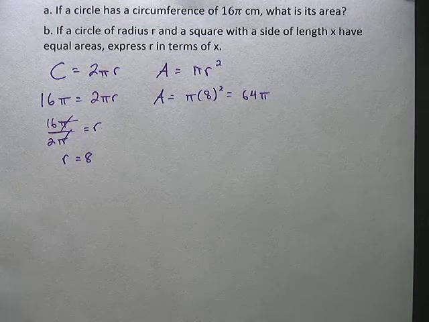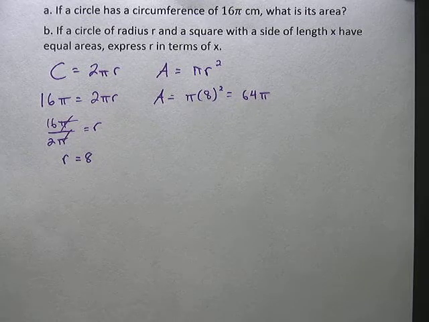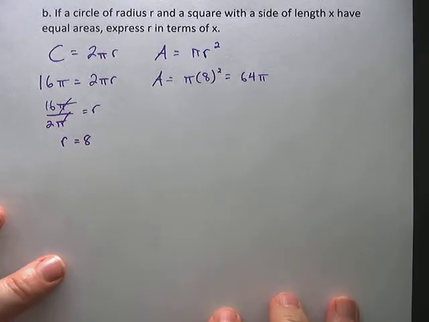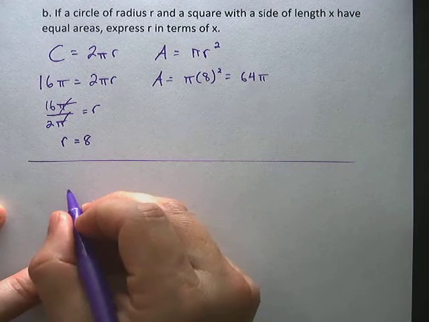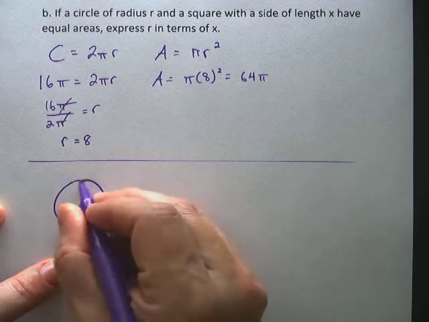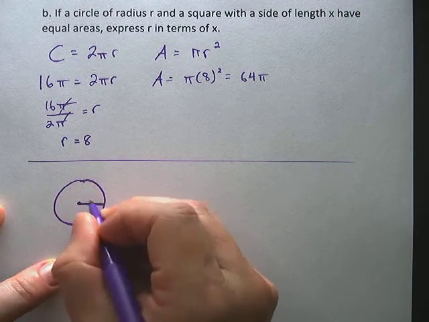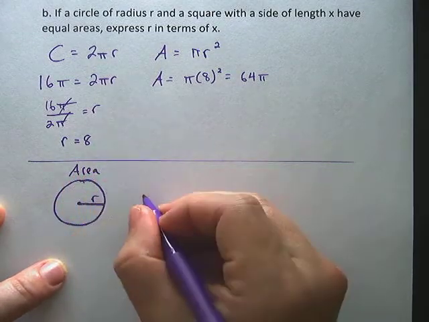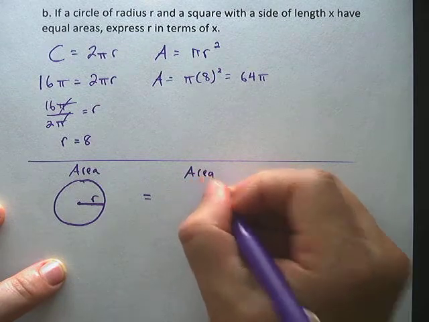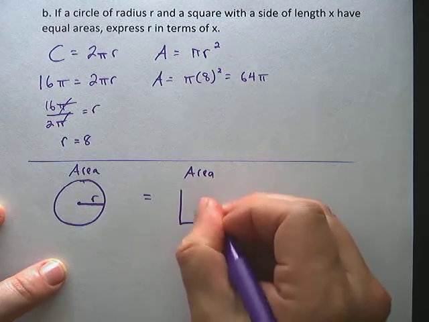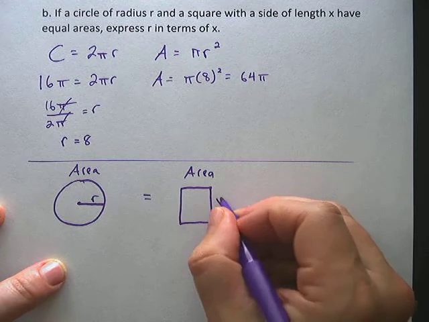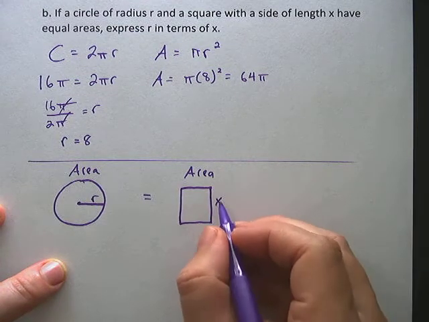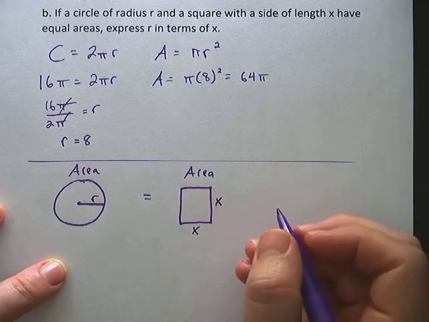Now for B, if a circle of radius r and a square with a side length of x have equal areas, express r in terms of x. Okay, so given that, we have a circle with radius r, and we'll say the area of this is equal to the area of a square with side length x. Now, it's not a rectangle, it's a square, so if the side length's x, then this side length is x too.